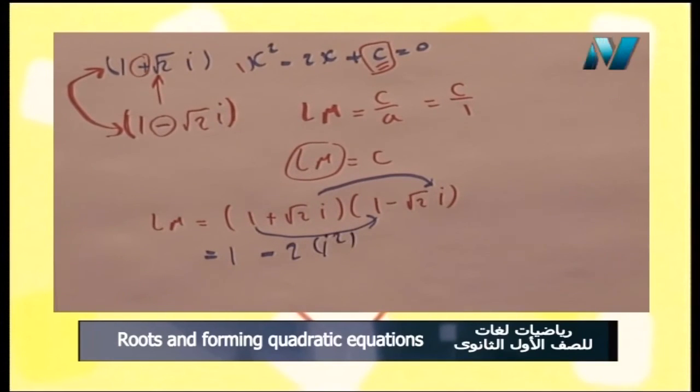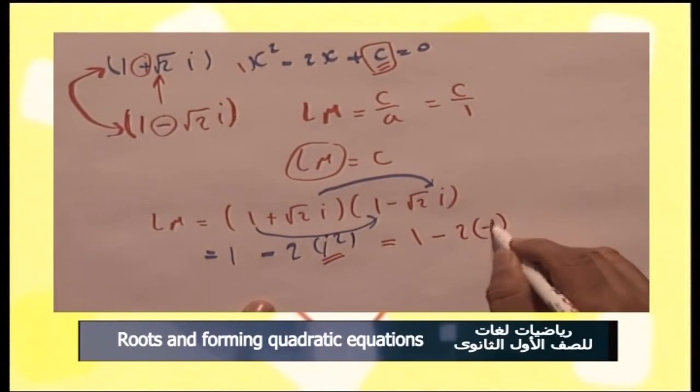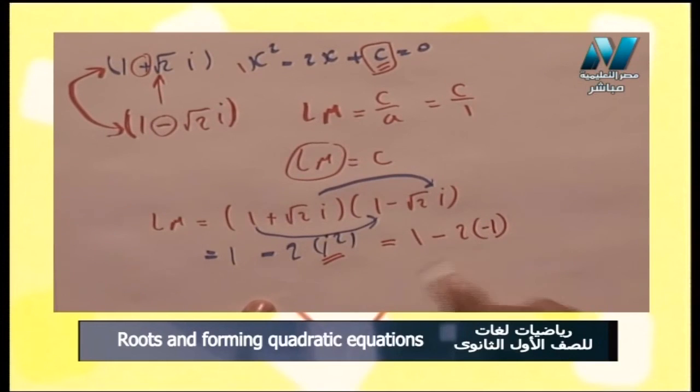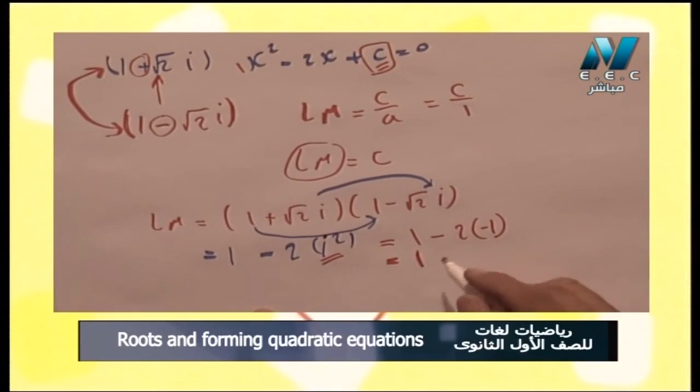And concentrate well and pay attention to i power 2. We know that i power 2 equals negative 1. So the answer will be 1 minus 2 multiplied by negative 1 instead of i power 2 here. So the answer will be 1. Negative 2 times negative 1 equals positive 2. So the final answer will be 3.